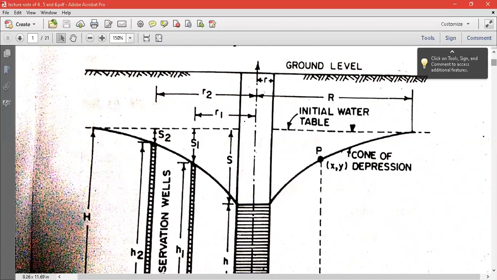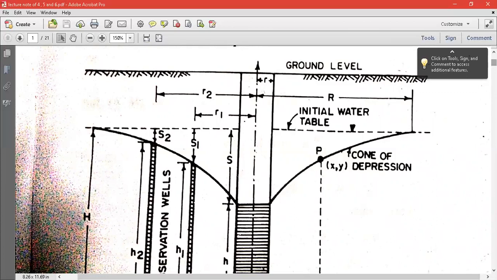Now the formula will be developed from Dupuit's theory. At a certain point we have to consider the derivatives of a small element, and after integration with the boundary conditions, we'll arrive at the deduced formula for calculating the discharge for the unconfined aquifer.